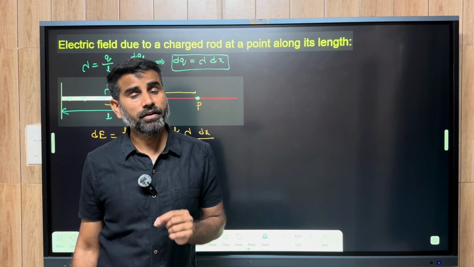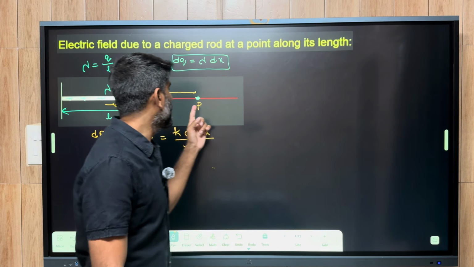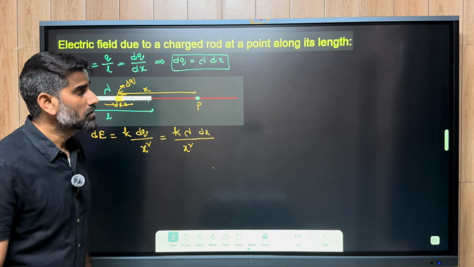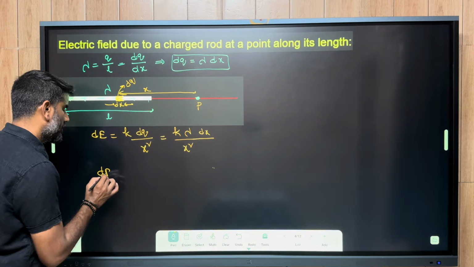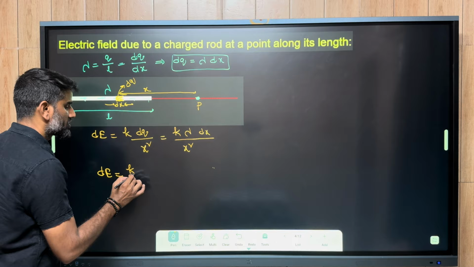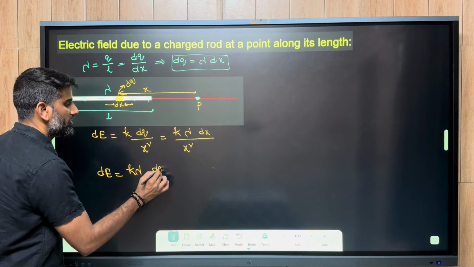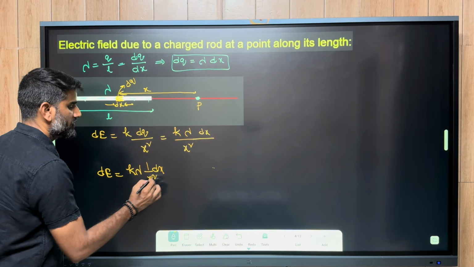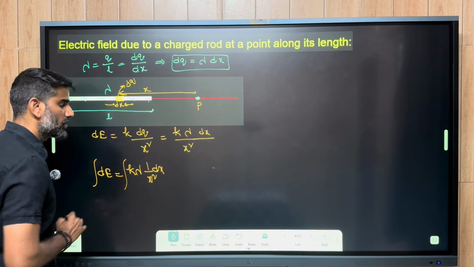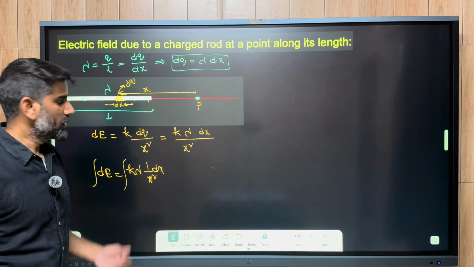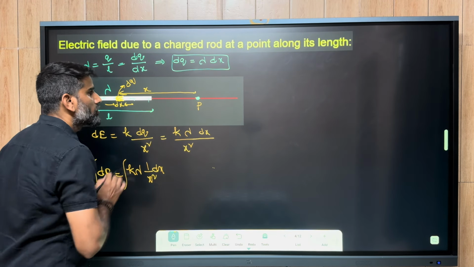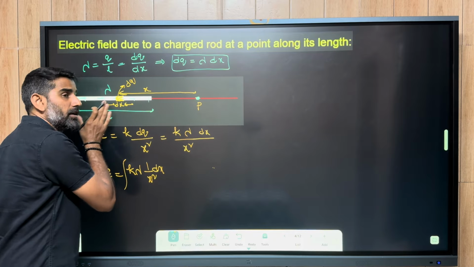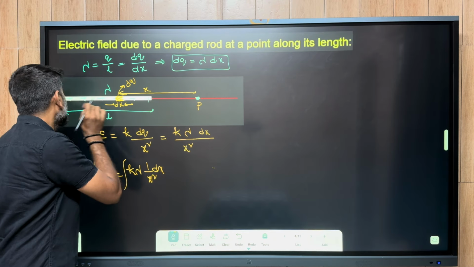But if I want to find the electric field at point p due to the entire rod, then what am I supposed to do? I have to integrate. dE is equal to k constant, lambda constant, dx, 1 by x square. The total electric field will be the integration of the expression. So this x value can be extended over the entire rod, from here to here.